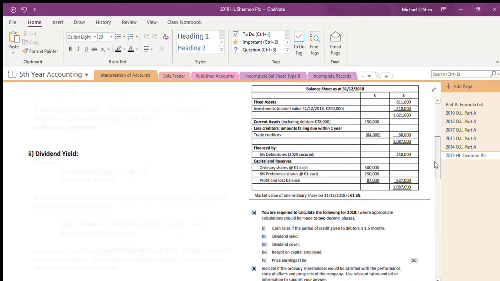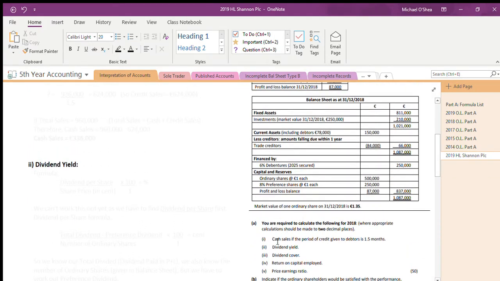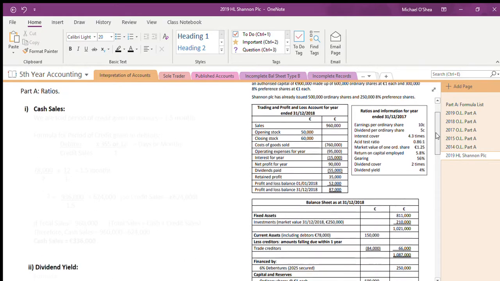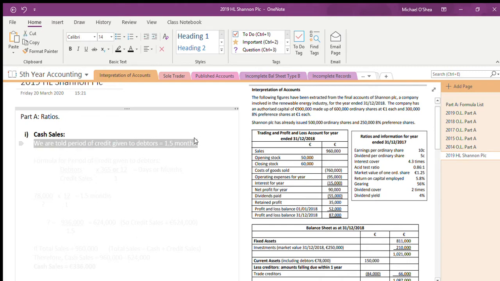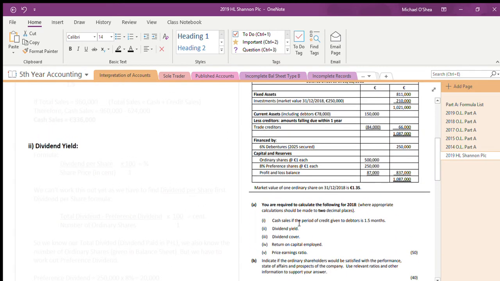So, the first one that we're asked to do is we're required to calculate cash sales if the period of credit given to debtors is 1.5 months. Now there is no real indication whatsoever in the trading profit and loss or the balance sheet that's going to help you find cash sales. You're only given a sales figure of 960,000. So we are told to calculate cash sales, but we are also told that the period of credit given to debtors is 1.5 months.